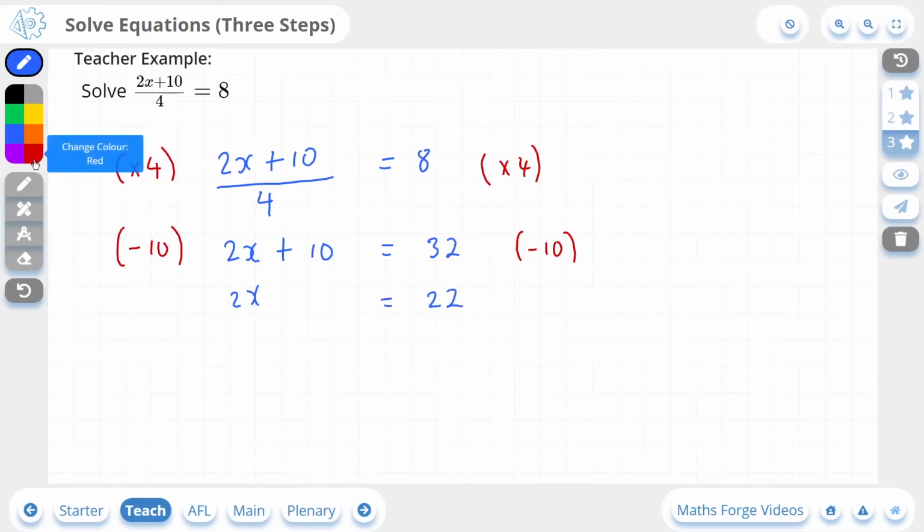Now we have 2 times x, so we're going to divide by 2 and do this to the other side as well, divide by 2. This is now going to leave us with x on the left, and on the right hand side, 22 divided by 2 is 11. And if we check our answer, there it is.